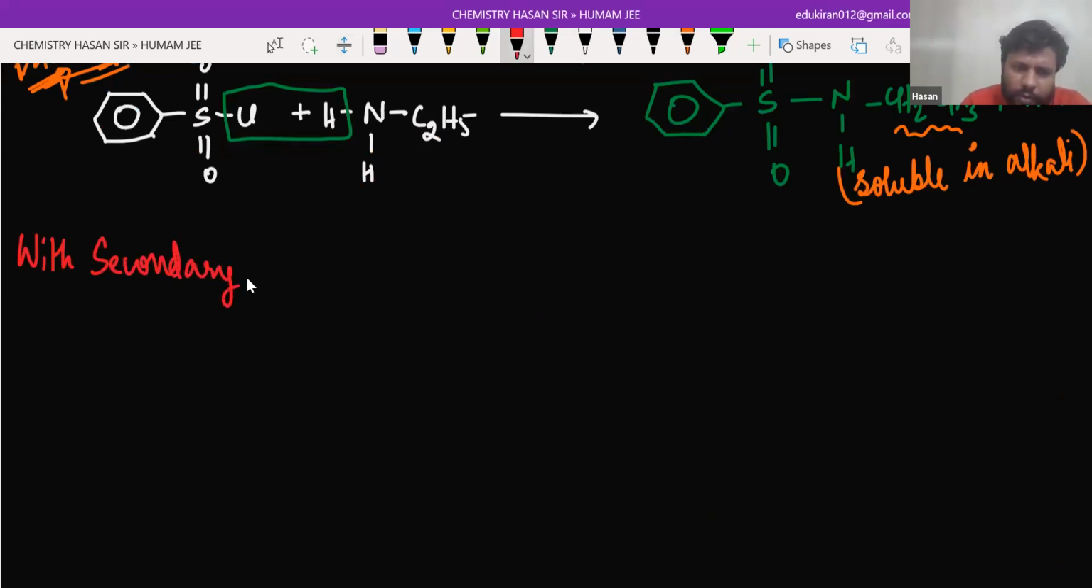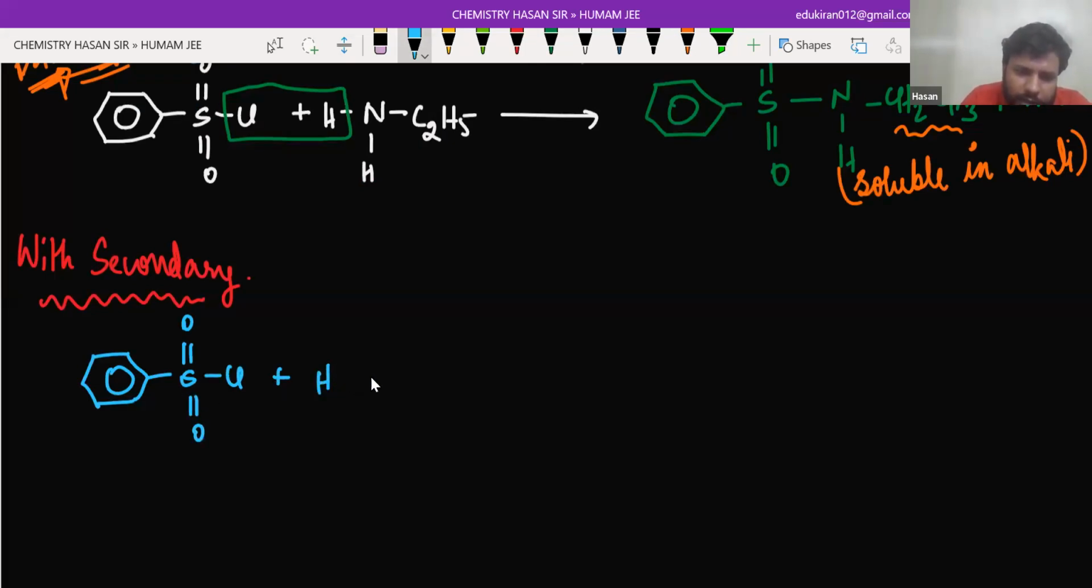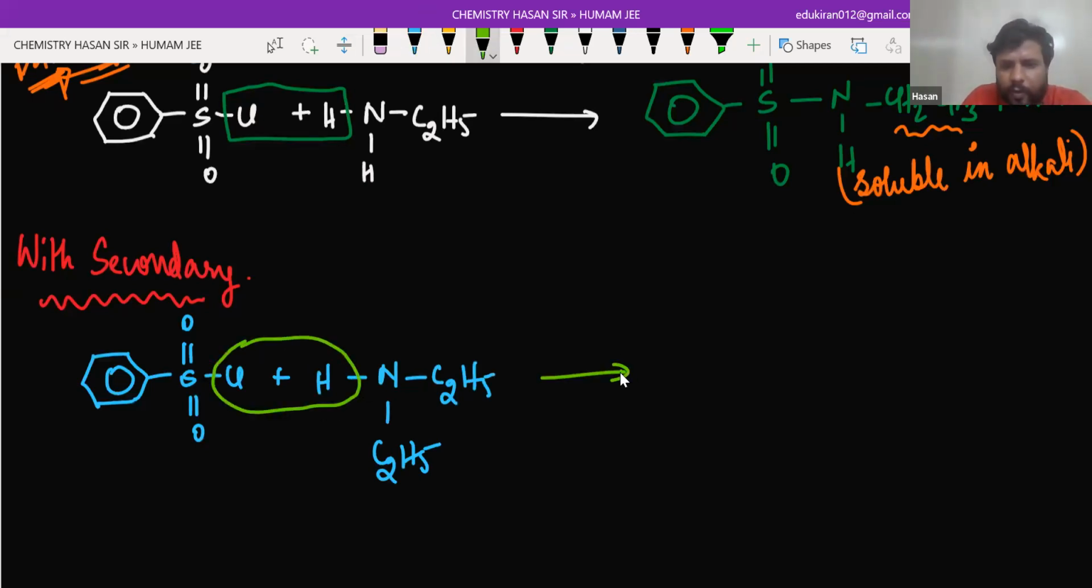With the tertiary, it is not possible because nitrogen will not have any hydrogen. So we are directly going for secondary. And in secondary, this is the scenario. S double bond O, Cl is there. And in secondary, it will have only one hydrogen along with two alkyl groups. So what you need to do, very simple. Just remove this HCl and join them. What you will be getting is this. N,N-diethyl. S double bond O and double bond O, and this will be directly connected with N, C2H5, C2H5.